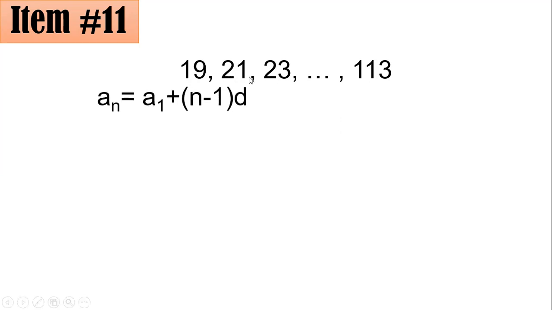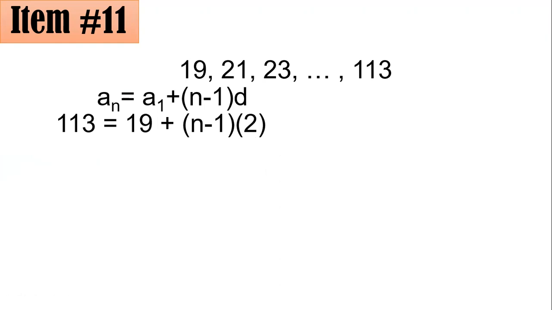So from here, we will utilize this arithmetic sequence formula, and we will replace the a sub n with this last term here, which is 113, equals the first term, which is 19, plus n minus 1 times the d, which is 2. So our goal here is to solve for n, which is the number of terms.